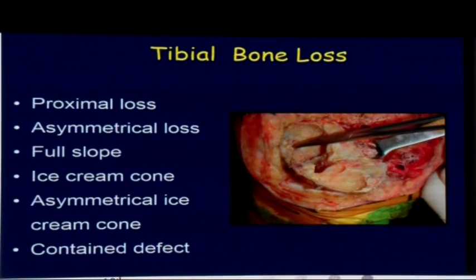In contrast, the tibial bone loss is much more proximal. It's usually asymmetrical. You can get a full slope of bone loss or an ice cream cone, or you may end up getting an asymmetrical ice cream cone, which often is quite difficult to deal with. Although the present generation of sleeves does allow it, you lose more bone in the preparation of these asymmetrical cones. And if the defect is contained, it's probably one of the best situations.